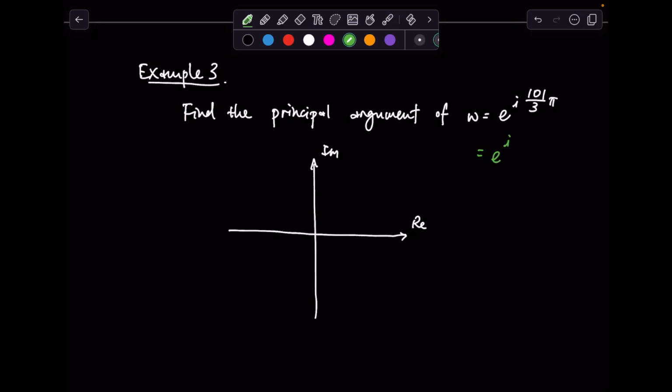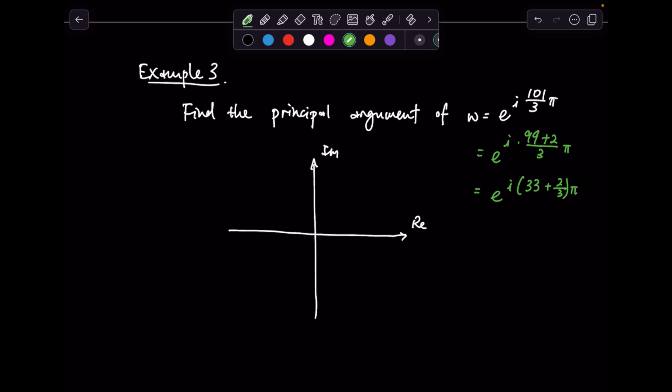Let's see how many full pi's there are. The biggest multiple of 3 that is less than 101, well, 101 is not a multiple of 3, so the biggest one is 99. So this is like 99 plus 2 over 3 pi. And 99 over 3 is just 33. So I have 33 pi plus 2 over 3 pi.